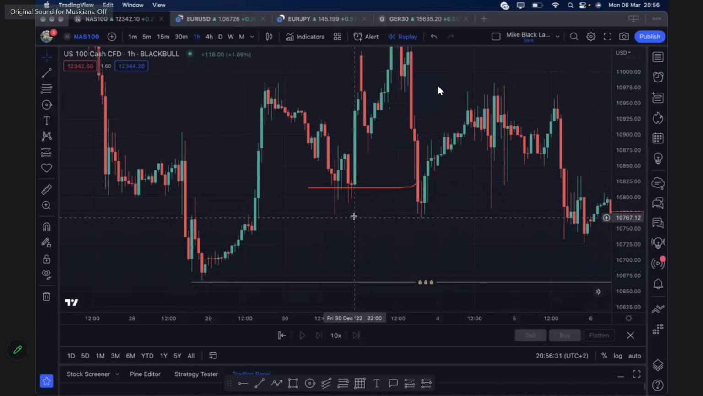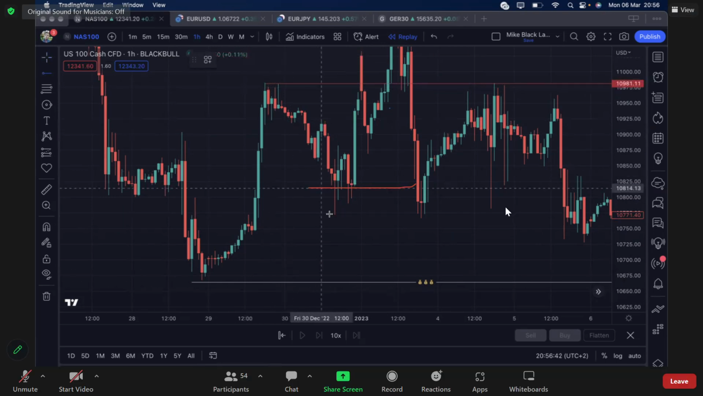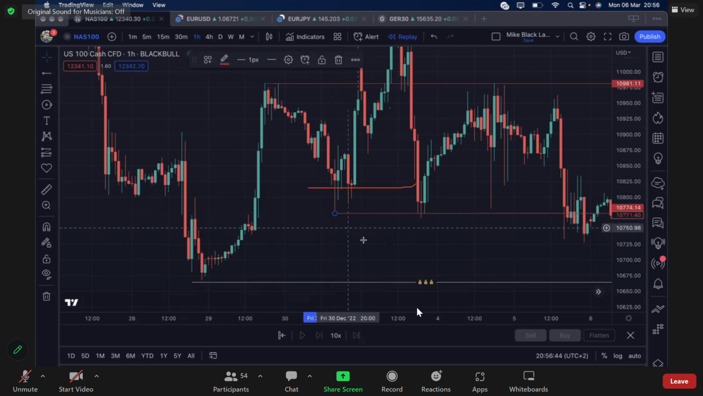Yes, it would be. It is, and they were still creating their fractal low, right? So this is the high and this is the low. Then they were creating the low. This was the low.